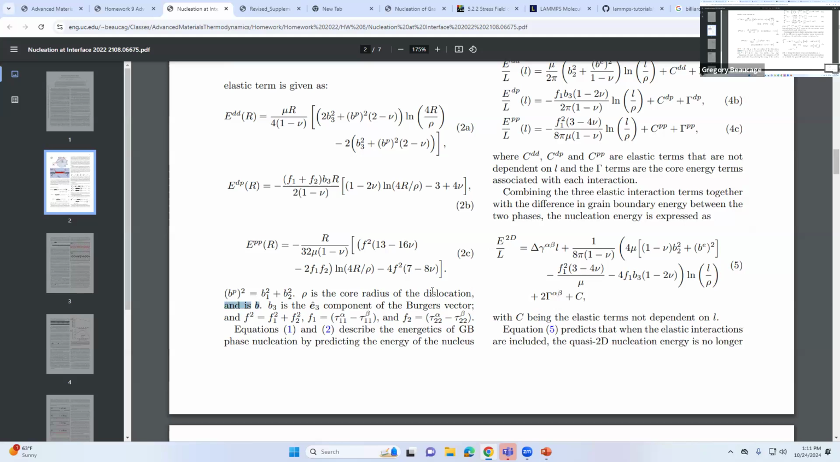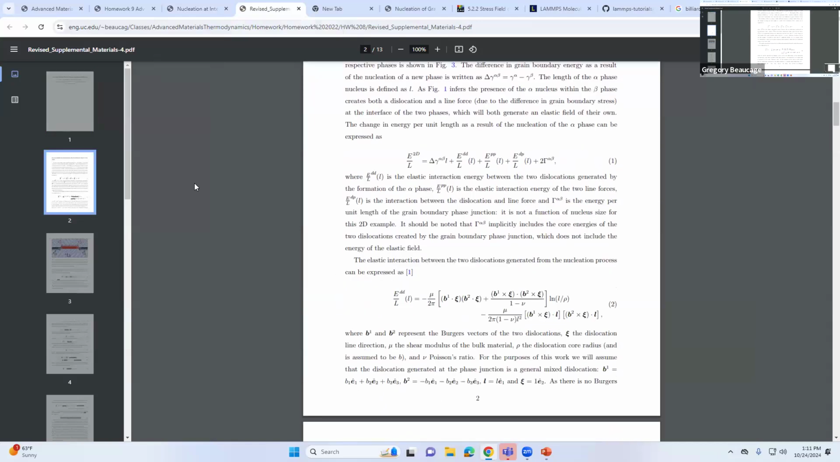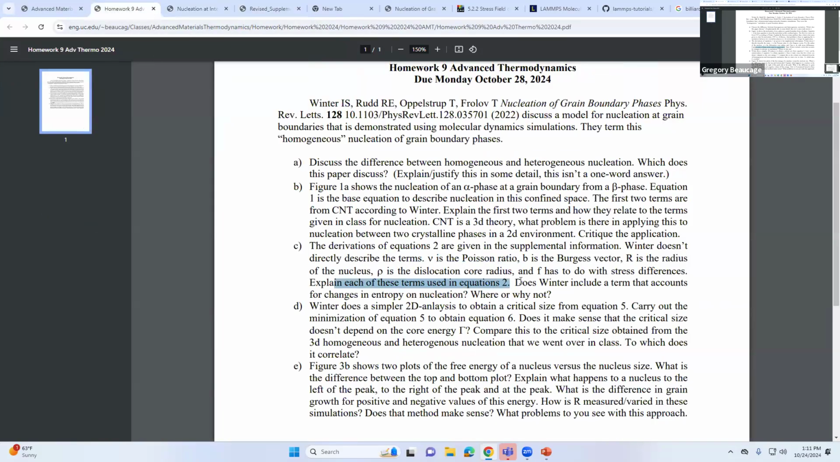Actually, this sentence is kind of weird. But B is a Burgers vector for the transition for the interface. And then anyway, he doesn't define any of the terms, and even they aren't defined in the supplemental. Maybe they're defined in the supplemental, I'm not sure, but anyway, it's kind of shoddy to do that. If you write an equation, you should define the terms right after so people can figure out what you're talking about, and then explain each of these terms used in equation 2. So I think you have to go back to the supplemental and figure out what he's talking about.